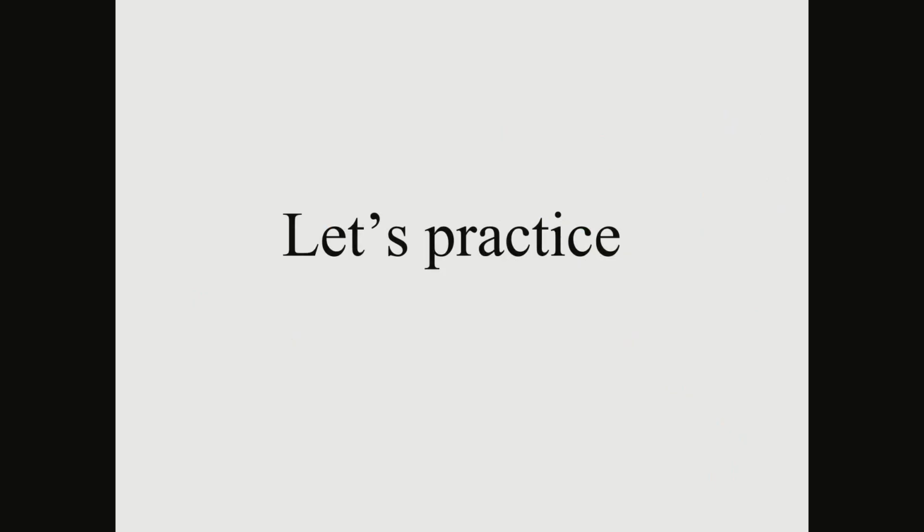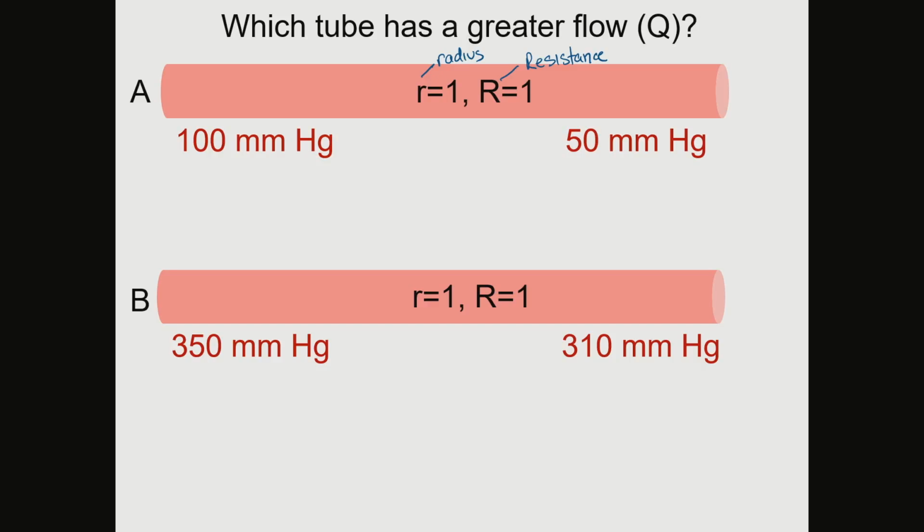Okay, let's practice. So, remember, little r is radius, big R is resistance. And which of these tubes has the greater flow? You can represent flow as Q, but I'm going to call it flow instead of Q.